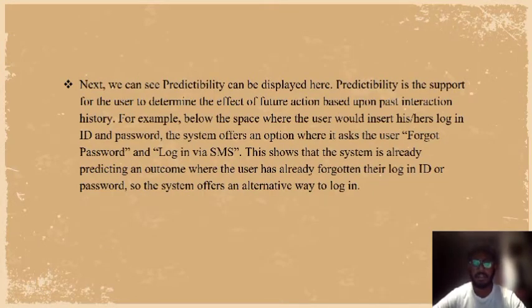Next, we can see that predictability can be displayed here. Predictability is the support for the user to determine the effect of future action based upon past interaction history. For example, below the space where the user will insert his or her login ID or password, the system offers an option asking the user whether they forgot their ID or password and to log in via SMS. This shows that the system is already predicting the outcome where the user has forgotten their login ID or password, so the system offers an alternative way to log in.